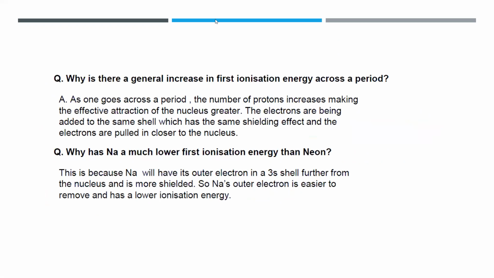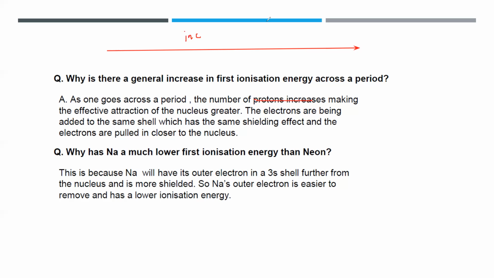Then why does first ionization energy increase across a period? Generally, ionization energy increases across the period, but we observe that for group 2 and 3 elements, and group 4, 5 and 6 elements, it does not, but generally it increases. So what is the reason why it increases across? As we move across the period, there are more protons. With a greater number of protons, there is greater attraction for the same shielding effect.